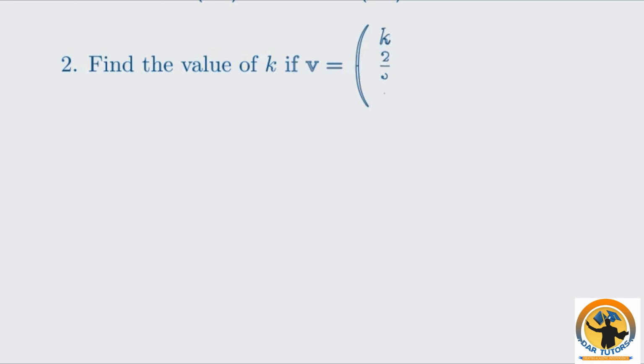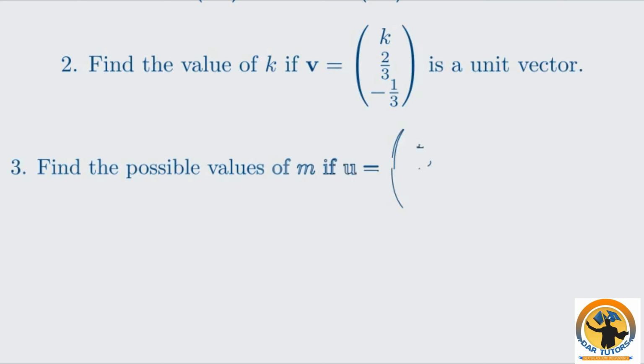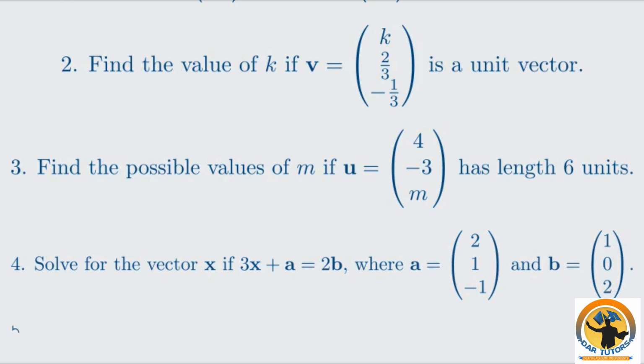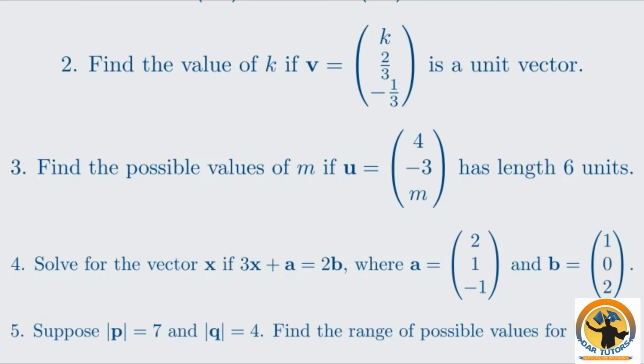To help you master these concepts, here are 5 practice questions in the style of IB assessment. Pause the video, work through them, and then check your solutions. Question 1. Given vectors a and b, find the magnitude of 2a minus b. Question 2. Find the value of k for a unit vector. Question 3. Find the possible values of m for a vector with a given length. Question 4. Solve a vector equation for an unknown vector x. And question 5. Find the range of possible values for the magnitude of the sum of two vectors.